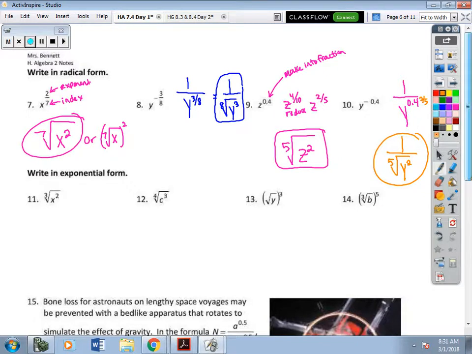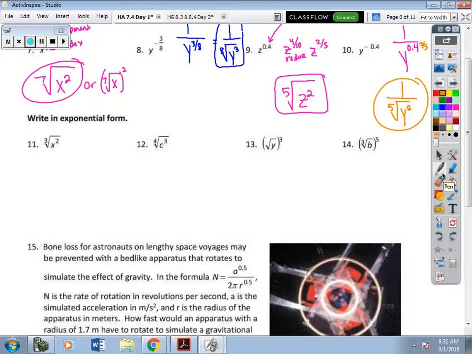11 through 14, see if you can try these. This is working backwards. So going from radical form, go back to exponential. So the first one I'll get you started. Remember, this is going to be the denominator, so it'll be x to the 2/3 power. See if you can answer the next few, and then we'll look at a word problem.